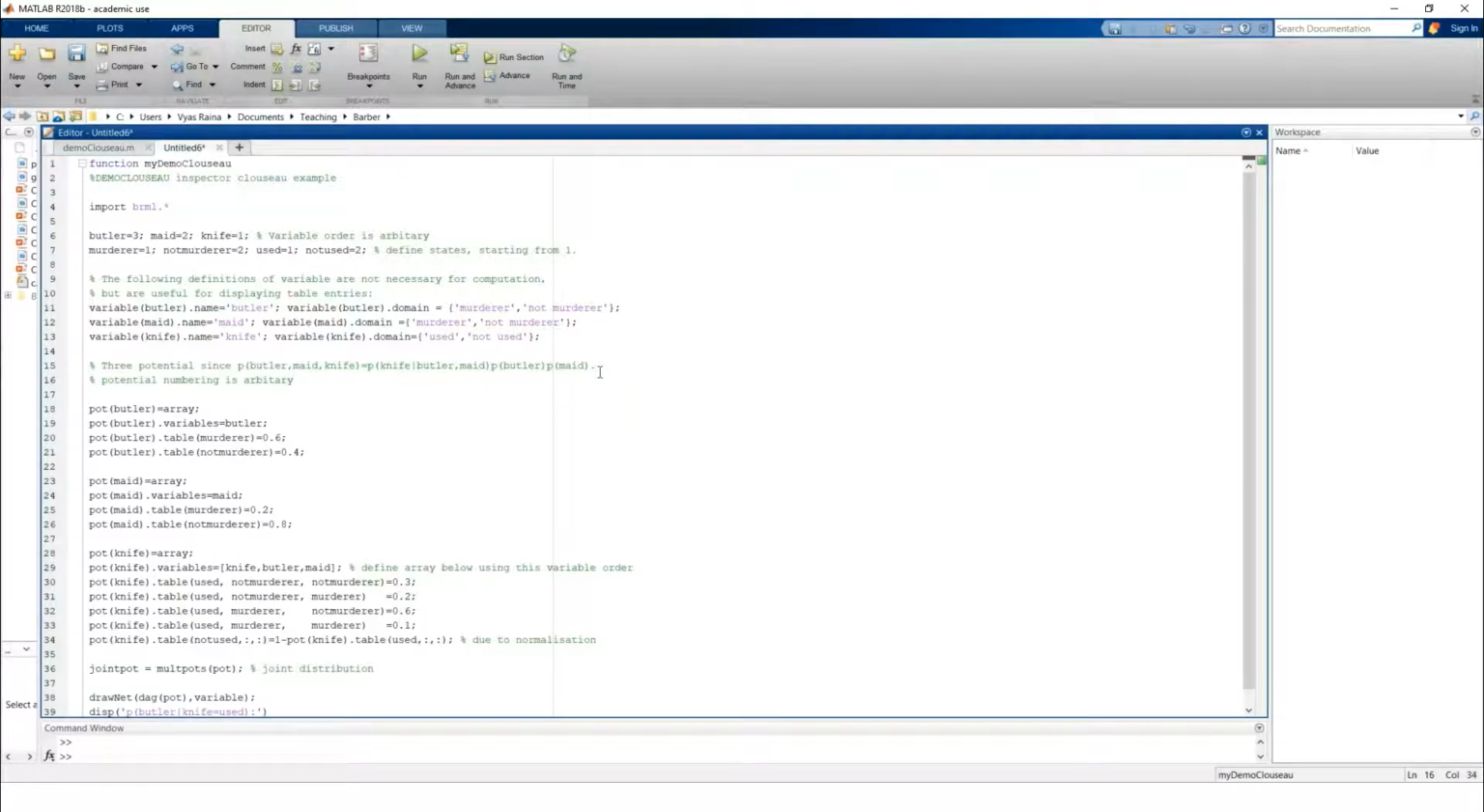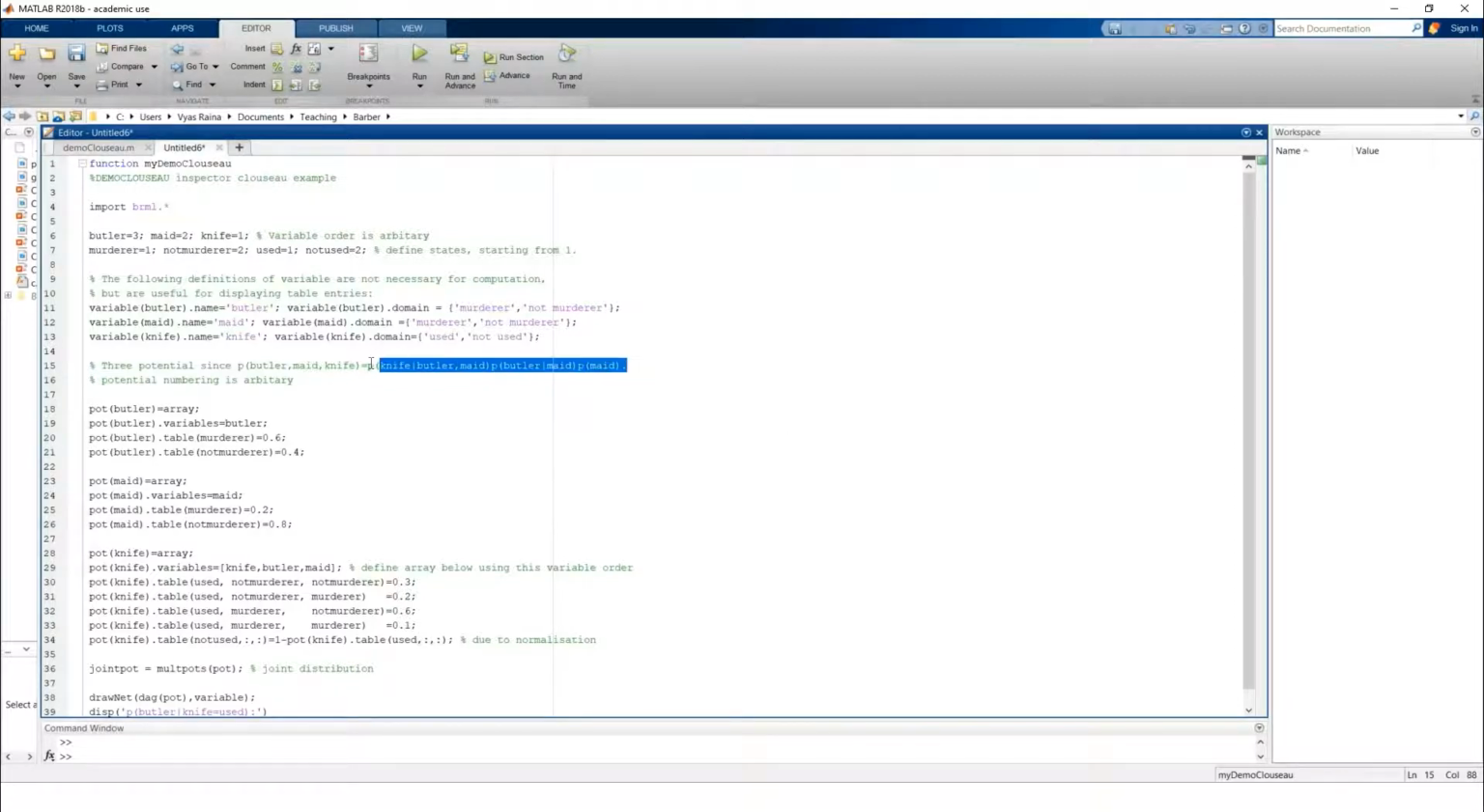We know, for example, if the maid is the murderer, then the butler cannot be the murderer for definite, because we are told that the probability of both the butler and the maid being the murderer is 0. That is an impossible situation. So to account for that, we will use a given probability here. So the probability of the butler given the maid.